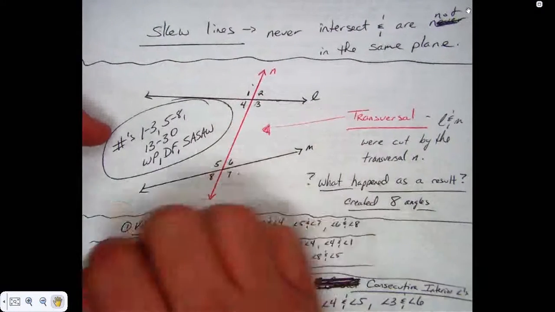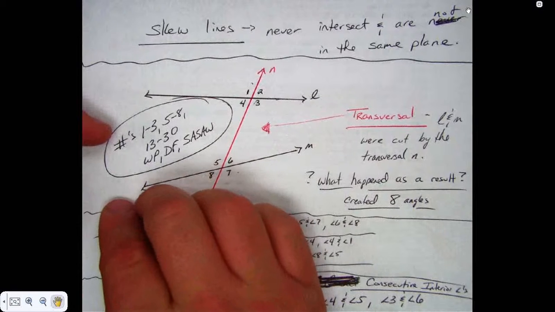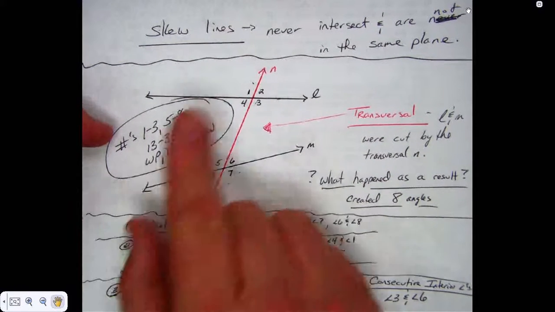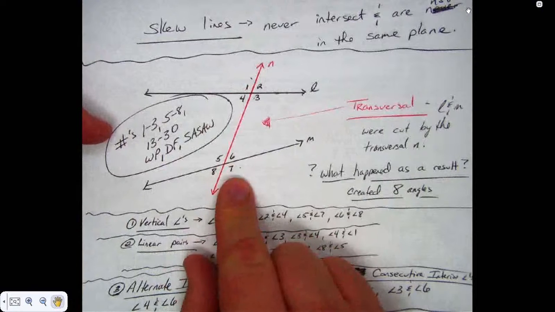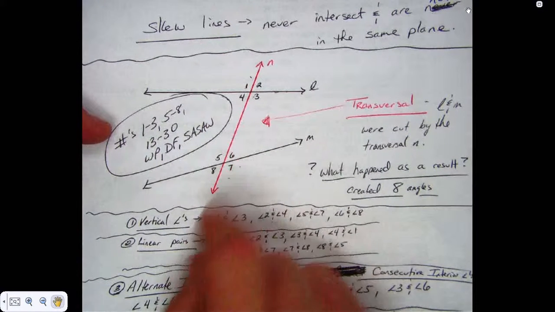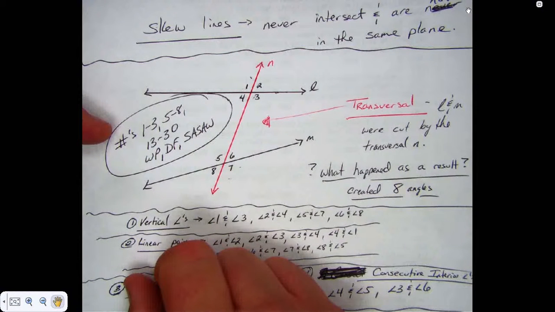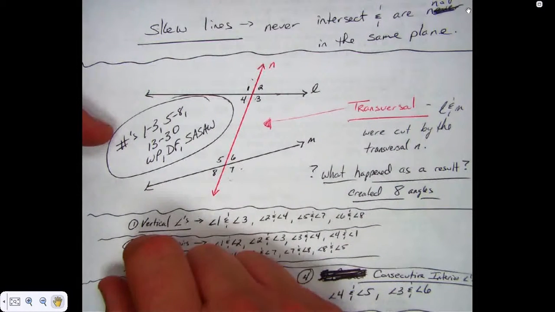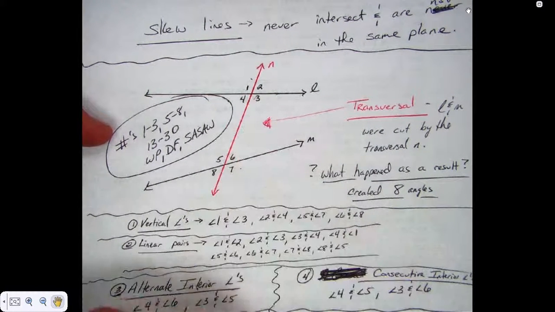What are 4 and 6? They're what? 4 and 6 are alternate interior angles. 3 and 5. What about 1 and 7? Alternate exterior. What about 3 and 6? 3 and 6. What about 1 and 5? Corresponding. 2 and 6? Corresponding.